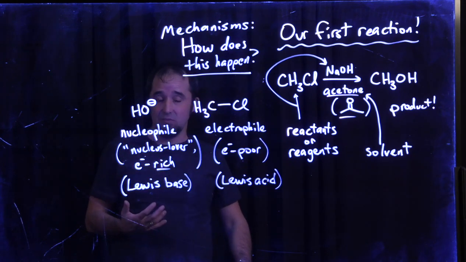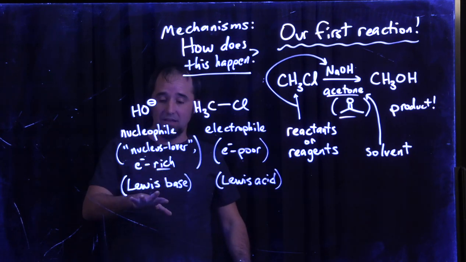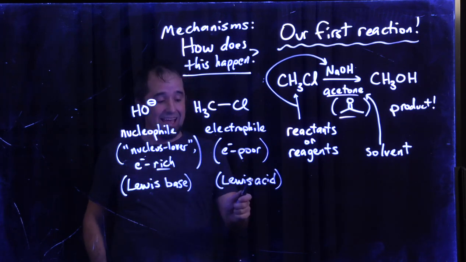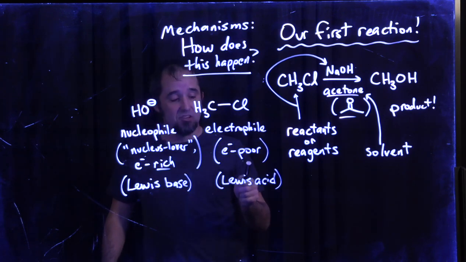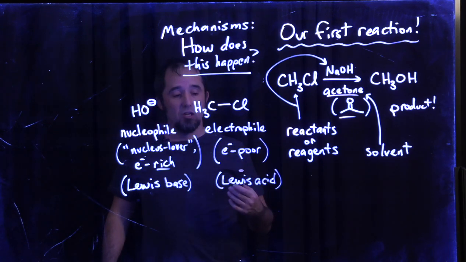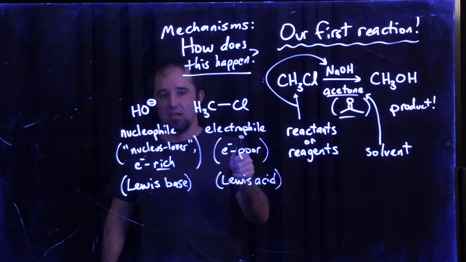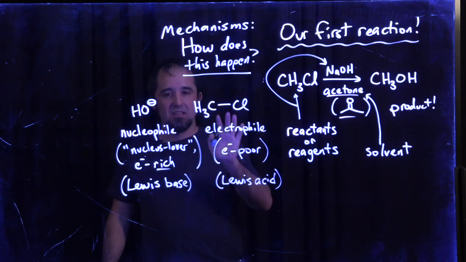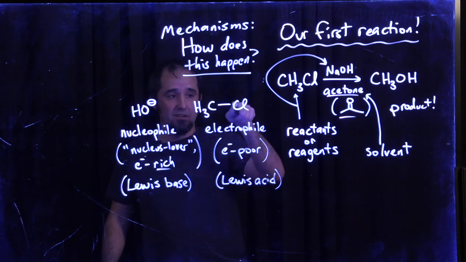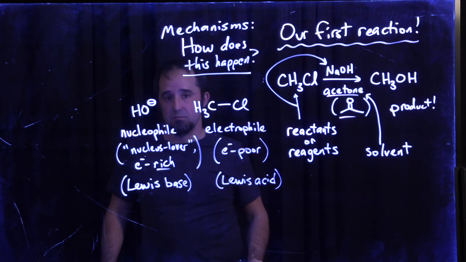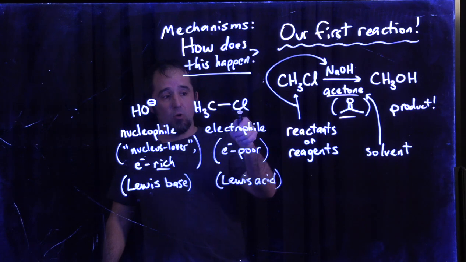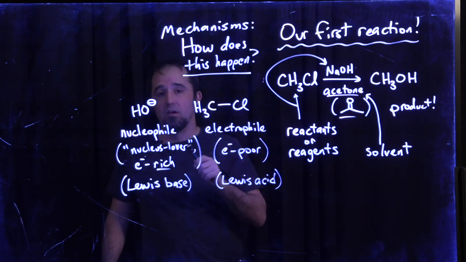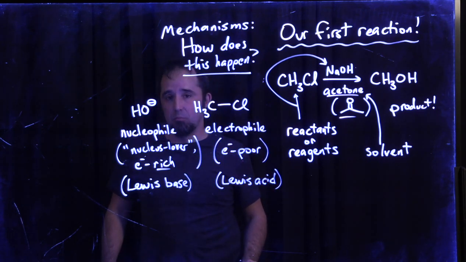In the Lewis sense, we're talking about electrons. Lewis bases donate electrons because they're electron-rich. Lewis acids accept electrons because they're electron-poor. Here, we're going to use the word electrophile in place of Lewis acid, but they essentially mean the same thing. The idea here is that this wants electrons because this wants to break this bond and give this chlorine extra electrons. Another way to think about it is that this chlorine is pulling electrons away from carbon, and so carbon is a little electron poor.